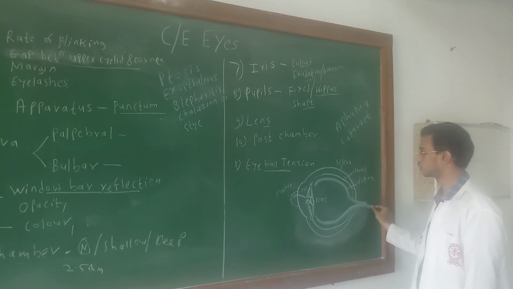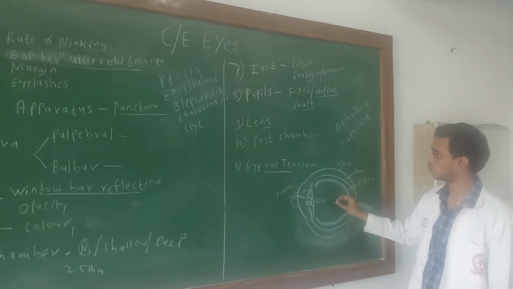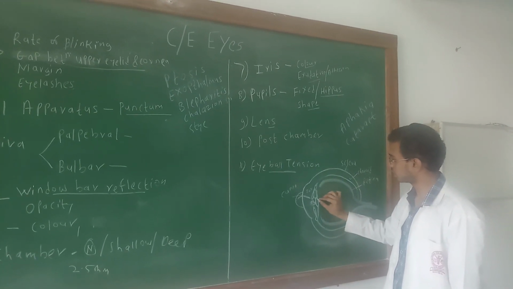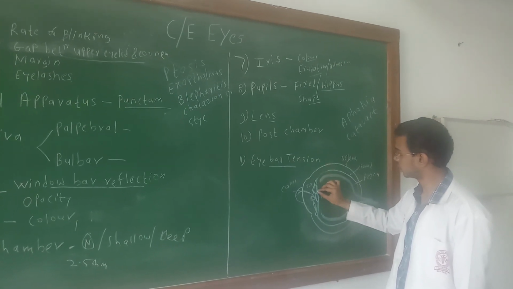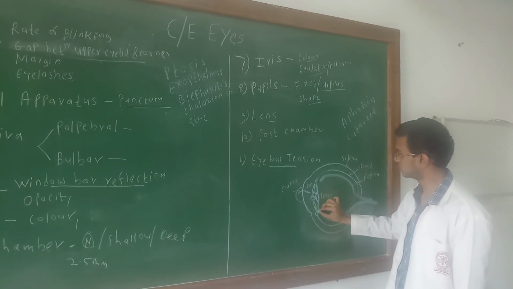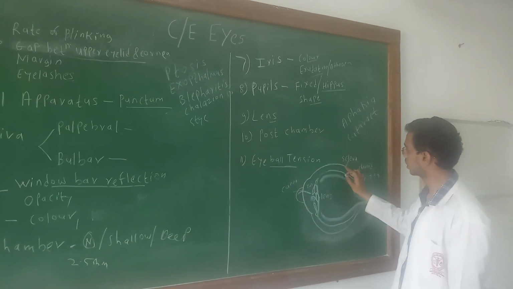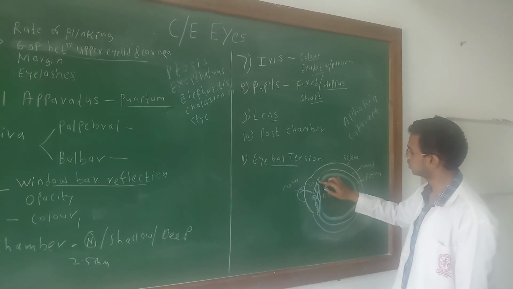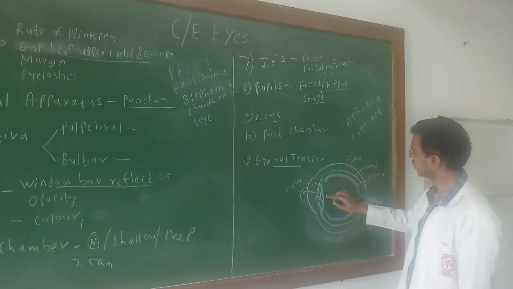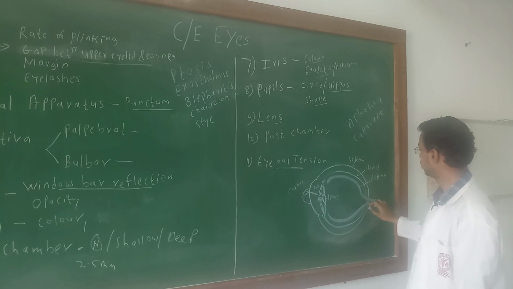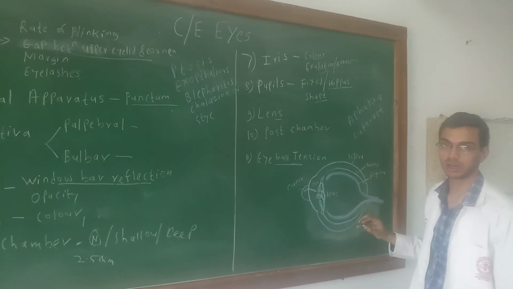So these are the layers of the eyeball, and the lens is suspended in the eyeball with the help of the suspensory ligament, which arises from the ciliary body. So this is the lens. So cornea, sclera, iris, ciliary body, choroid, then lens, suspensory ligament, and this is the retina. These are the components of the eyeball.